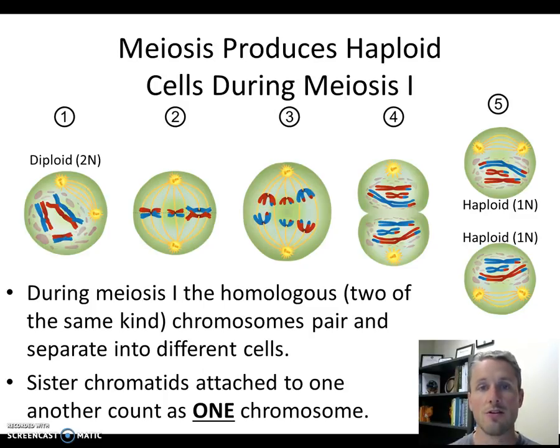So I hope that helps with your understanding of what these terms haploid and diploid mean, how we can tell if a cell is haploid or diploid, and how we make specifically those haploid cells.